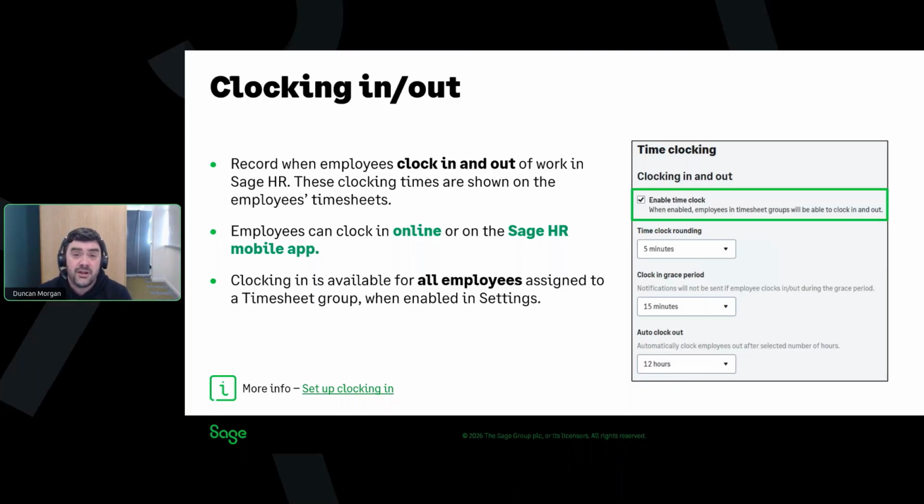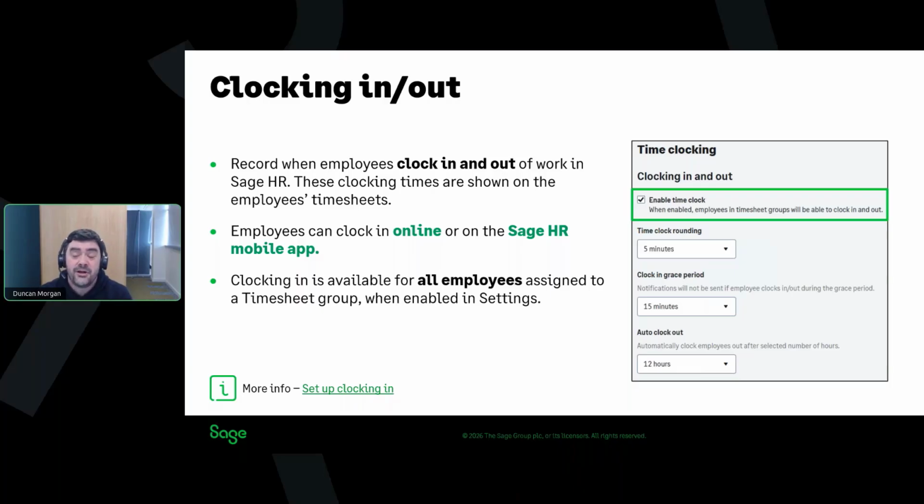Now, it is possible to clock in online through a browser or on the HR mobile app, but you will not be able to clock in on a browser if you're using the geofencing feature and you've set up what we call a restricted work zone. Other thing to keep in mind is that once you've enabled clocking in, the clocking in functionality will be available for all employees in all timesheet groups. So it's either switched on or switched off, and we'll take a look at some of those settings shortly.